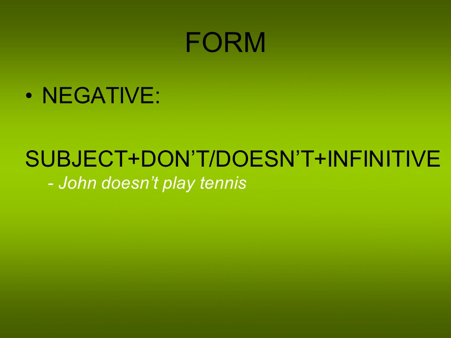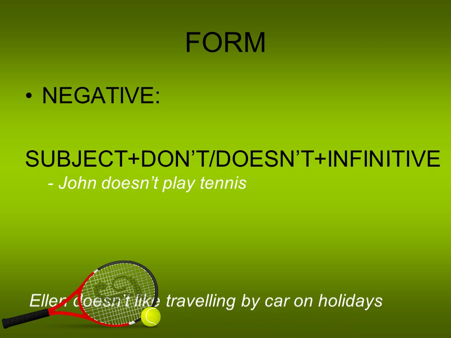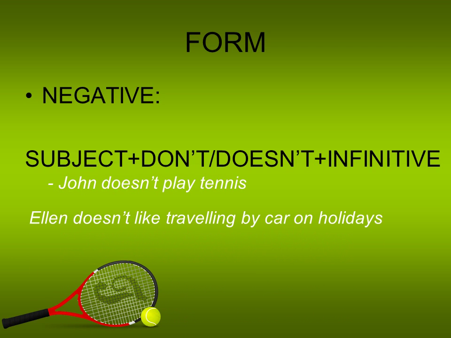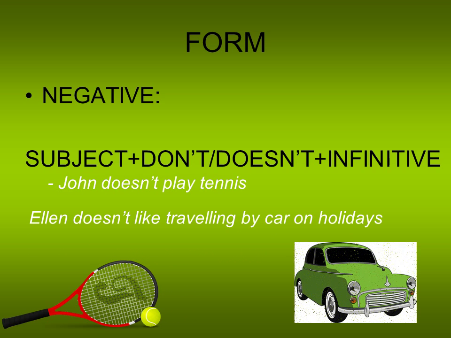In the negative, we will use again the subject, and then we will use don't, or doesn't if we have the third person singular as the subject, and then the infinitive form of the verb. John doesn't play tennis, or Ellen doesn't like traveling by car on holidays.